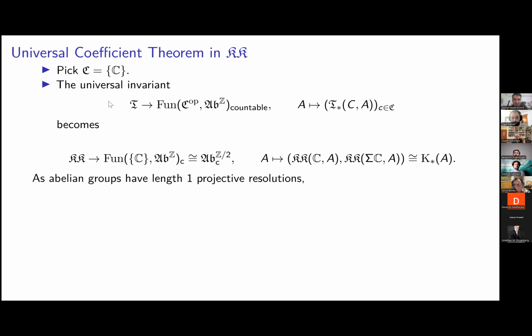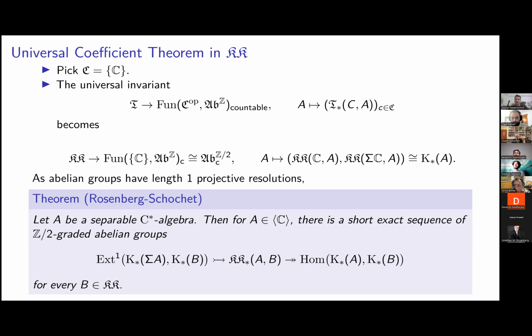And our machinery tells us that this is the universal invariant, and hence, because every Z2 graded abelian group will have a projective resolution of length 1, this is well known, you will have a universal coefficient theorem by Rosenberg and Schochet, who are authors here. And you have a very celebrated theorem that if A is a separable C-star algebra, then if A belongs to the subcategory generated by C, because I just picked C, one object, so this is called the classical bootstrap class, there's a short exact sequence of Z2 graded abelian groups like this.